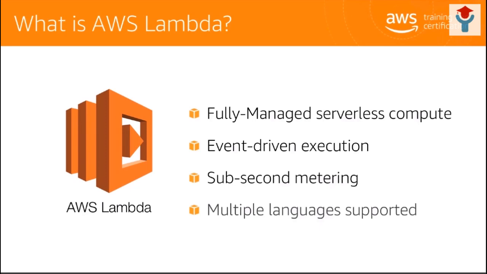So what is AWS Lambda? AWS Lambda is a compute service that lets you run code without provisioning or managing servers. AWS Lambda executes your code only when needed and scales automatically to thousands of requests per second. I want to take just a couple of minutes now to review the key benefits of this service.